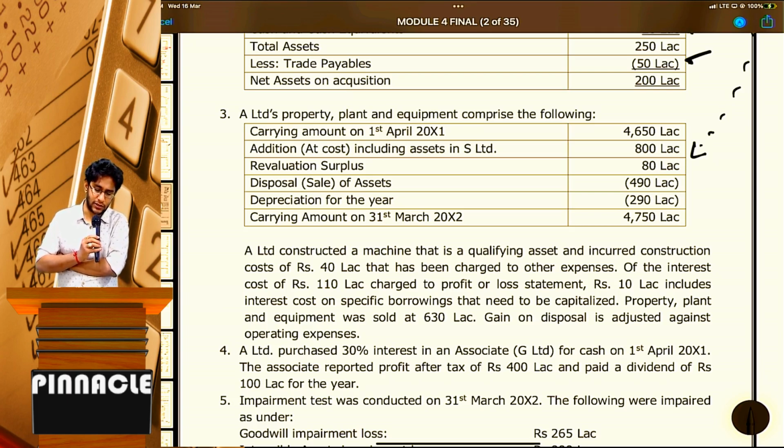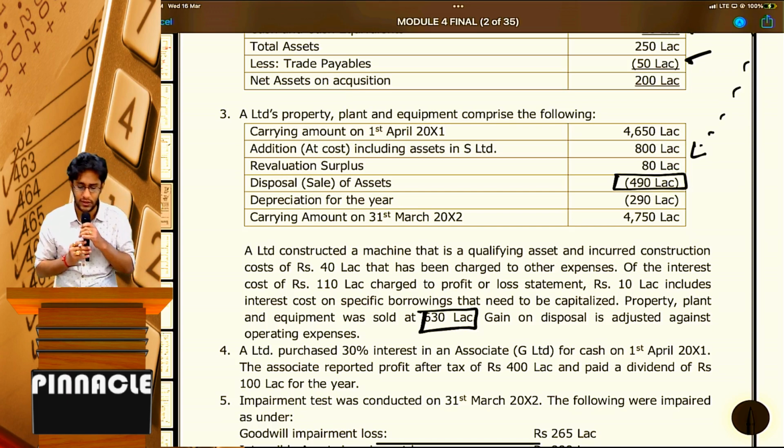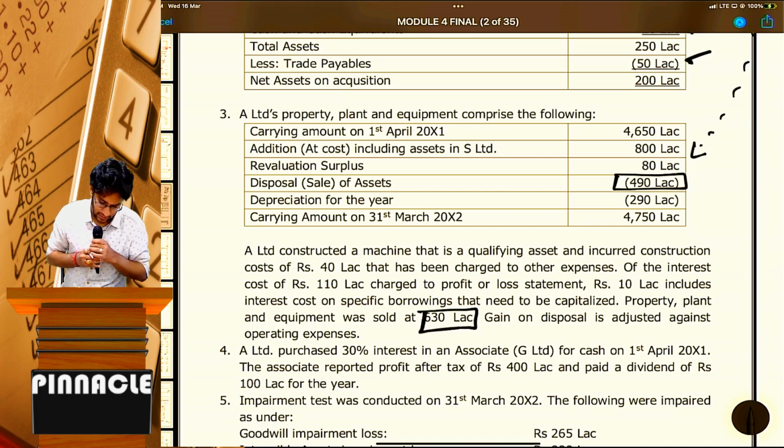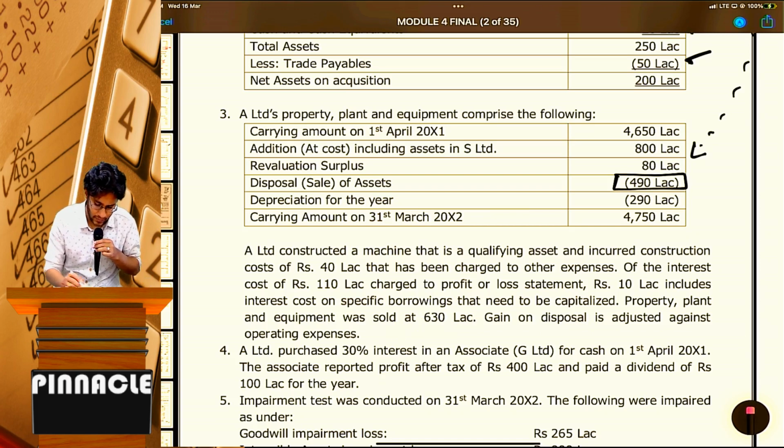PPE was sold at 630 lakhs. Book value of the asset sold is 490. Actual sale price at which you sold is 630. That means how much gain? 140 lakhs gain is there. Again, on disposal it is adjusted against operating expenses, and in P&L you have recorded 140 lakhs gain. Only thing is, instead of showing it as income, you netted it off as expense. Either way, it is income only. So while handling your cash flow from operating activities, you should eliminate this.